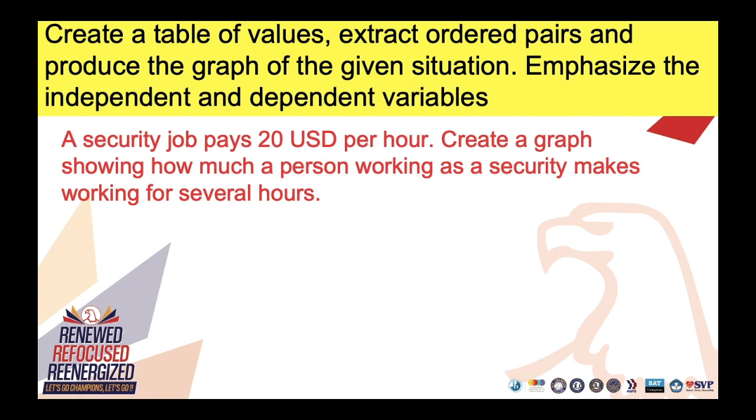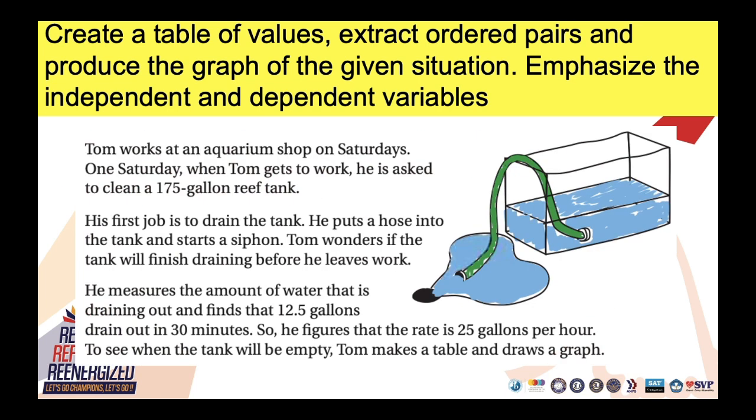Number two, you're given here a story problem or a description. From the description, make a table of values. From there, extract ordered pairs and produce the graph. Make sure that you emphasize the independent and dependent variables. And number three is the same thing as number two, but this is a bit challenging already. So this is now a challenge.